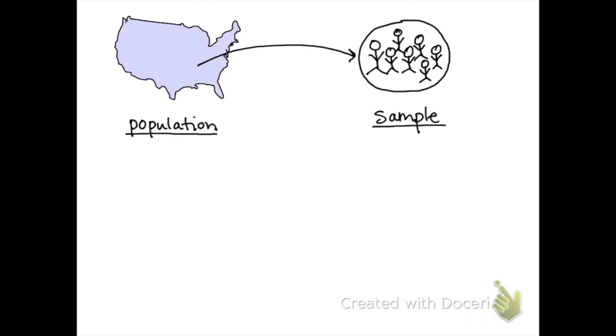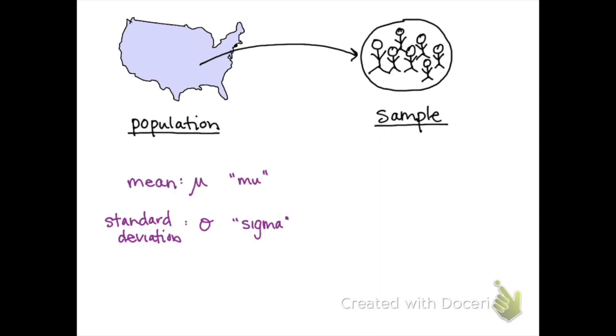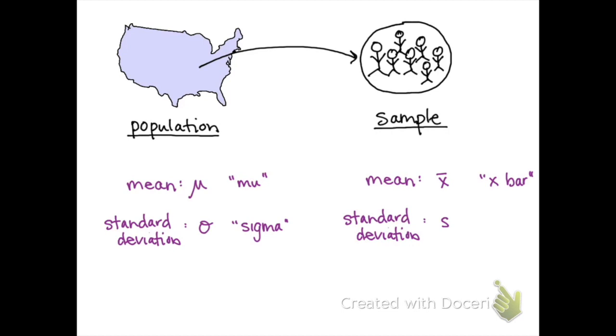In statistics, there are different pieces of notation for populations and samples. Remember that a population considers all subjects, whereas a sample is a subset of that population. So it is likely, for example, that the mean of the population is not going to be exactly equal to the mean of any given sample. The mean for a population is represented by the Greek letter mu, and the standard deviation for a population is represented by the Greek letter sigma. The mean for a sample is written by x bar, and the standard deviation for a sample is lowercase s.